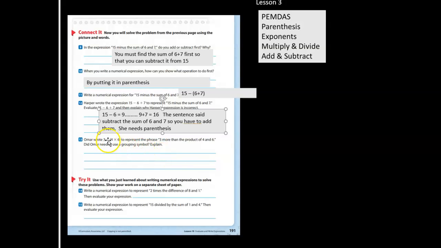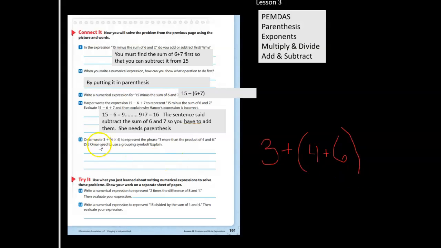Omar wrote 3 plus 4 times 6 to represent the phrase 3 more than the product of 4 plus 6. So when you think of this, our first thought is 3 more. So 3 more, that would be adding, then the product of 4 plus 6. So I'm looking at that, and that's what Omar wrote.